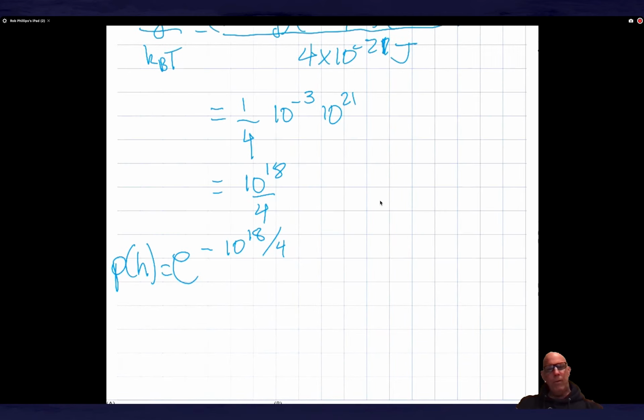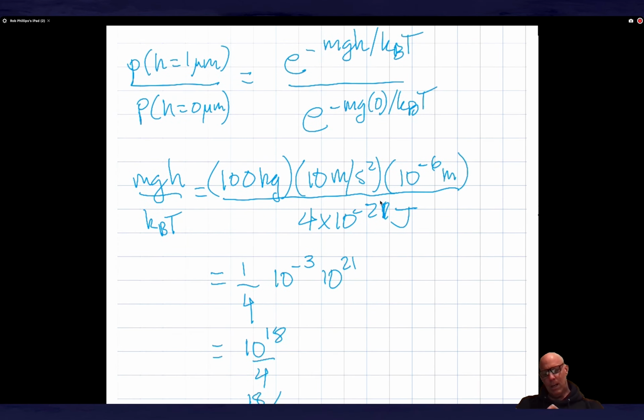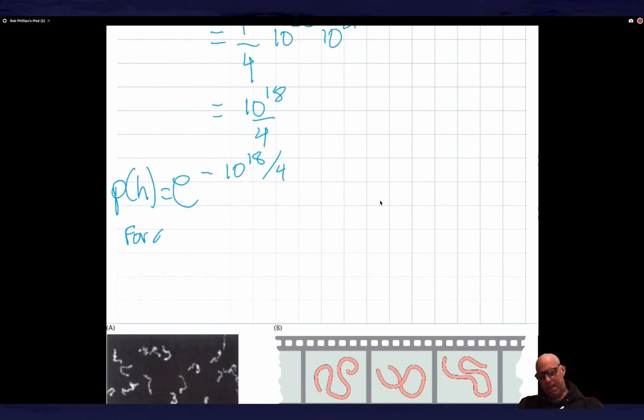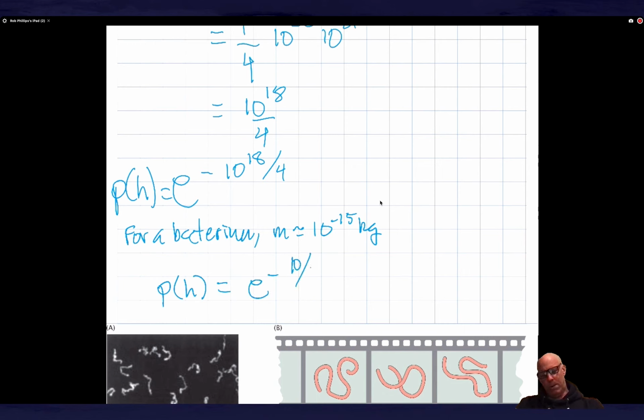But if we were to think about the levitation of a bacterium, then instead of having here a mass of 100 kilograms, I would have a mass of 10 to the minus 15. So I'd have a 17 orders of magnitude switch. For a bacterium, m is of order 10 to the minus 15 kilograms. And so the probability of levitation in this case is e to the minus, and then I'm going to get 10 over 4. So, the answer is reasonable.